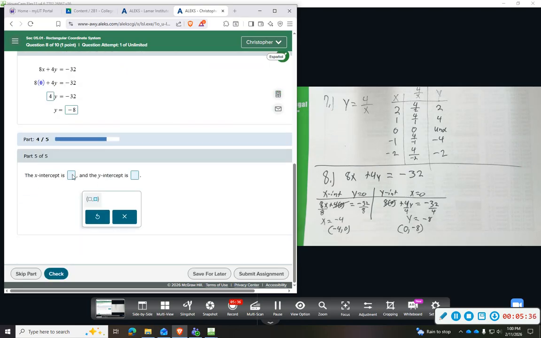And we get the x-intercept is, let's see, I think they want us to type in ordered pairs. X-intercept is -4, 0, and the y-intercept is 0, -8.